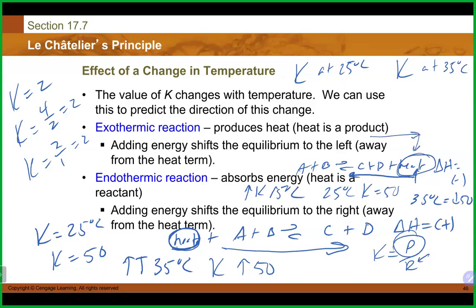So you can make a prediction, based on whether the reaction is exothermic or endothermic, of what will happen to the K value if you increase or decrease the temperature, because of the shift that's going to occur. And that different proportion of products versus reactants that you get as you shift the temperature is what causes the equilibrium constant to actually change versus at 35 degrees. Any questions on that there? Okay.